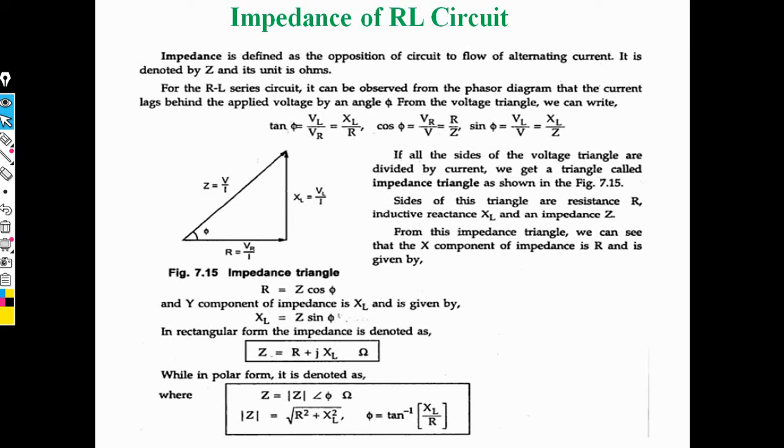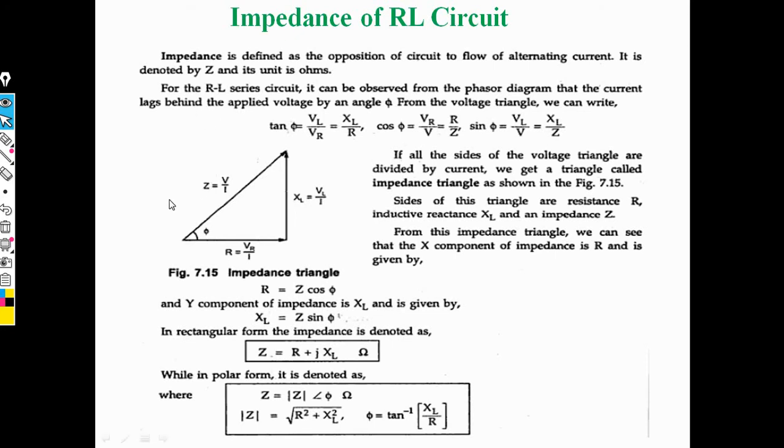That is opposed to the flow of alternating current. It is called impedance. That is, impedance is defined as that which opposes the flow of alternating current in a circuit. That means it controls alternating current.